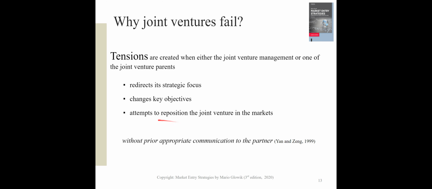And always, for all reasons, the key issue, the key point is communication. So the better the communication between the joint venture partners, and between the joint venture and its parents, the better the prerequisites to generate better performance. But if the appropriate communication is missing, this is the best prerequisite that the joint venture will fail.